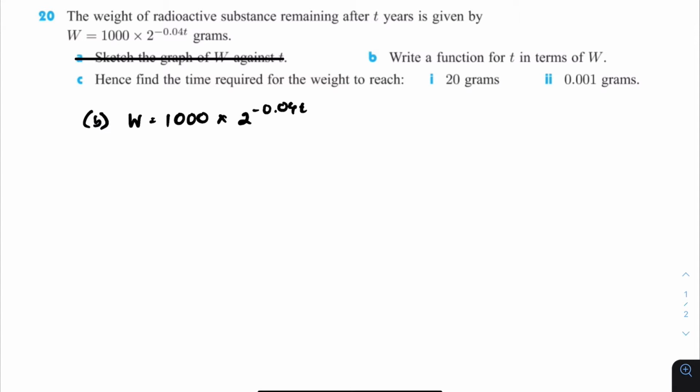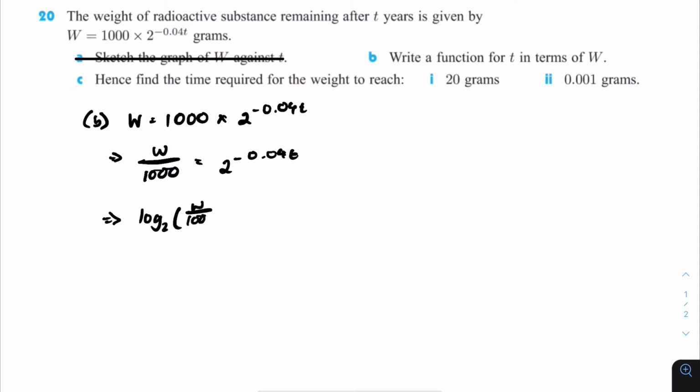So let's start off by dividing each side by 1,000. That gives us W over 1,000 equals 2 to the power of negative 0.04 T. And now we can just express this like a logarithm. So if we take the logarithm of base 2 of both sides, we get log base 2 of W over 1,000, which is equal to log base 2 of 2 to the power of negative 0.04 T.